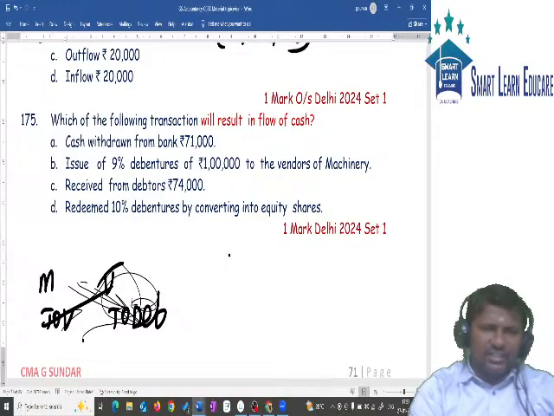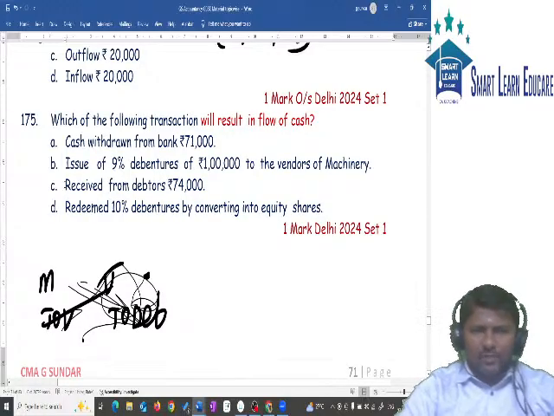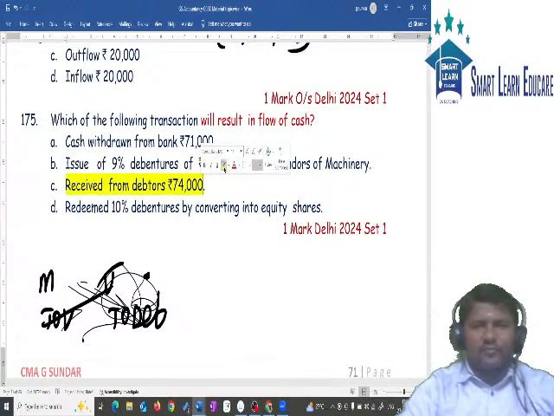So in this entry you don't have cash. நமக்கு என்ன கிடையாது அப்படின்னு பார்த்தீங்கன்னா we don't have cash flow. Cash flowவே இல்லை. So option B will not come. Received cash from debtor. Yes, there is an inflow of cash.